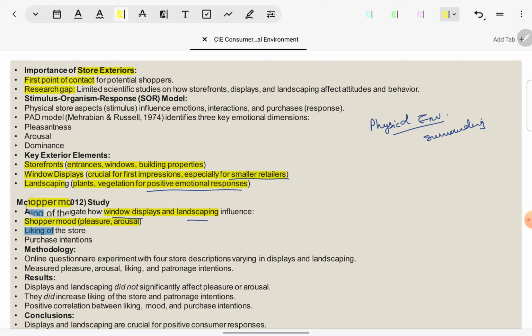Liking of the store, whether people would like the store because of good window displays and landscaping, and whether they would intend to purchase items, not actual purchasing, but whether they would express a desire to purchase things.